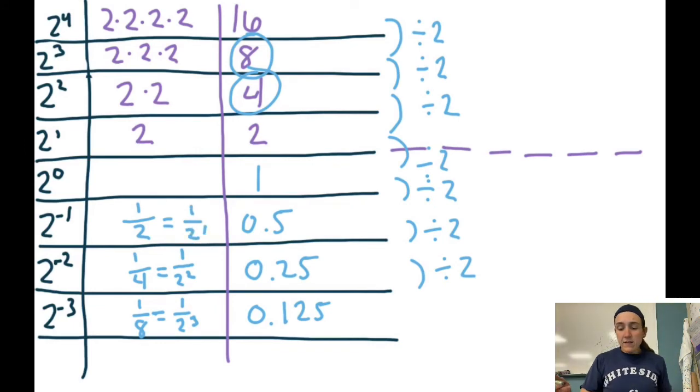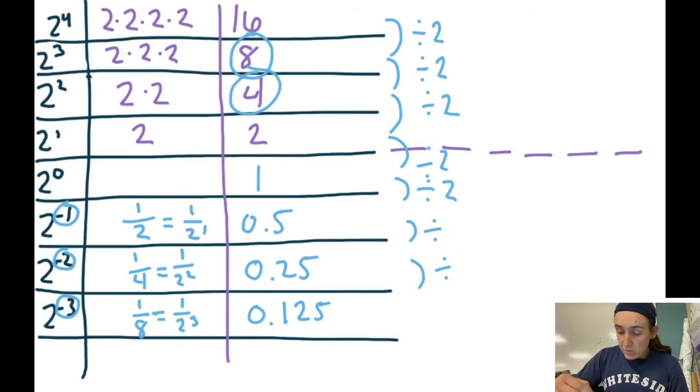Okay, I'm seeing a little bit of a connection here, right? I'm seeing if this was 2 to the -1 power, 2 to the first power is on the bottom of that fraction. If this was 2 to the -2nd power, 2 to the 2nd power is on the bottom of that fraction. 2 to the -3rd power, the 3rd power is on the bottom of that fraction. So it looks like when we have a negative exponent, that goes to the bottom of a fraction, and that exponent becomes positive.